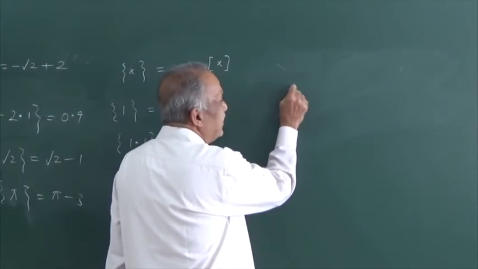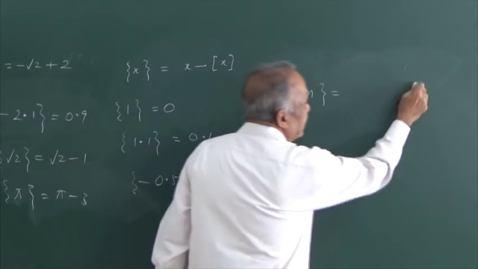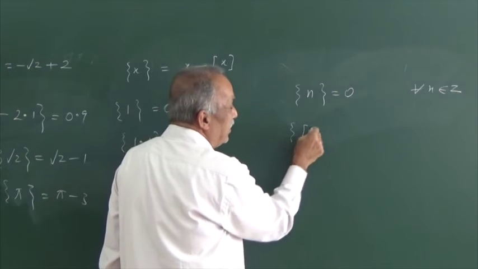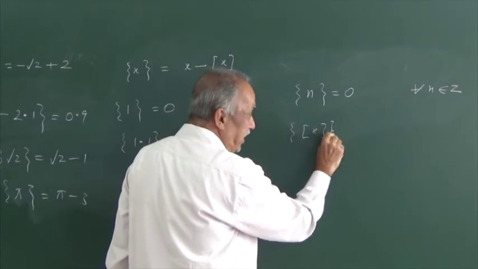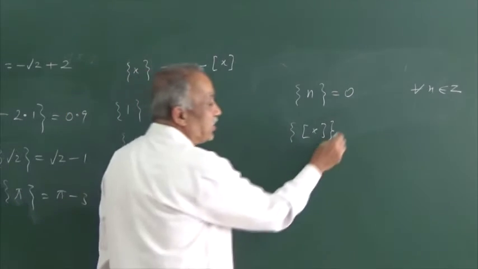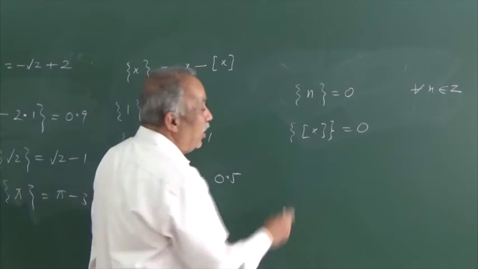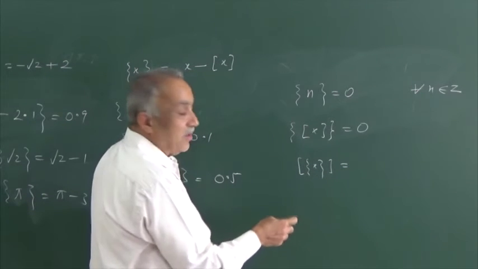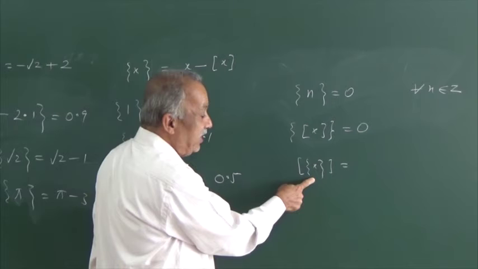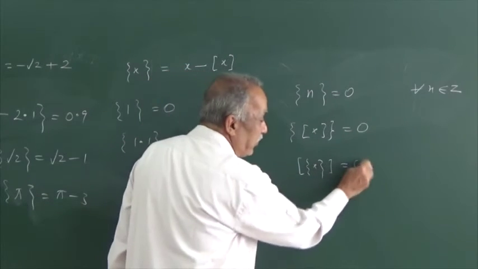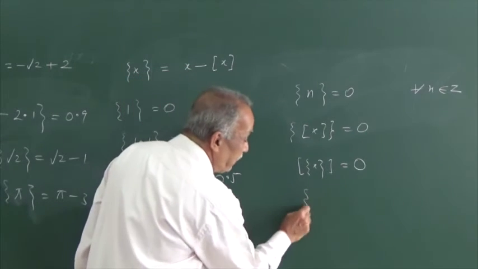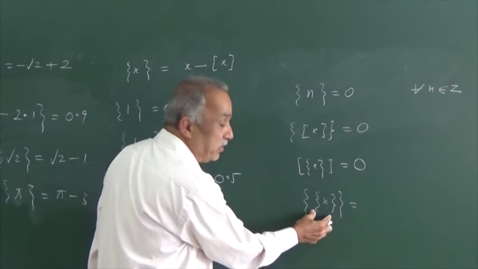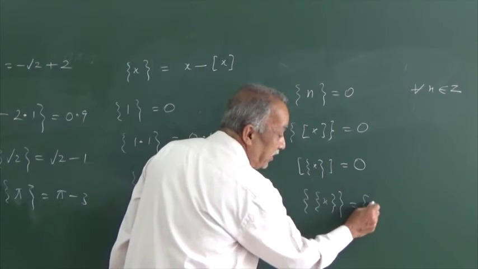What we notice is that for any integer n, the fractional part is 0. So, in particular, for the integer part of any number, the fractional part is 0. What about the integer part of the fractional part of a number? This is always a fraction between 0 and 1, 0 included, 1 excluded, therefore the integer part is 0. What is the fractional part of the fractional part of a number? Because this is a positive fraction between 0 and 1, its fractional part will be itself.